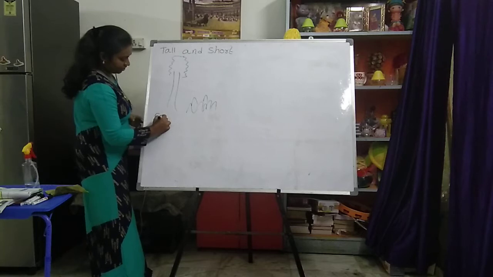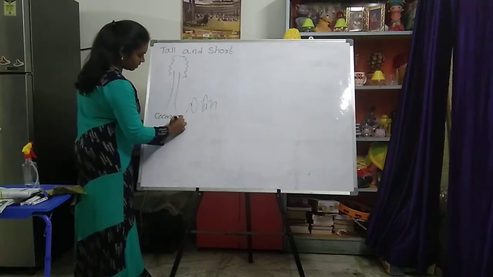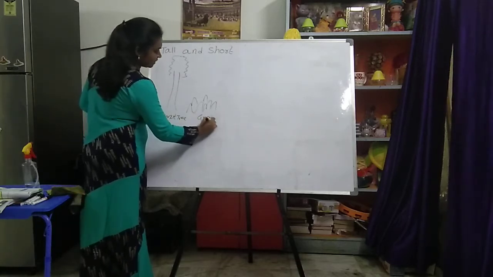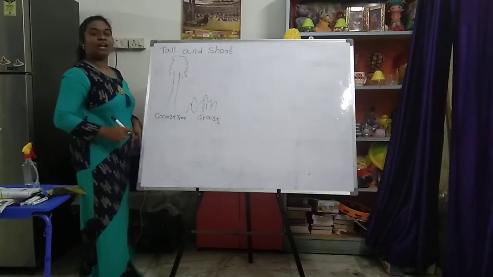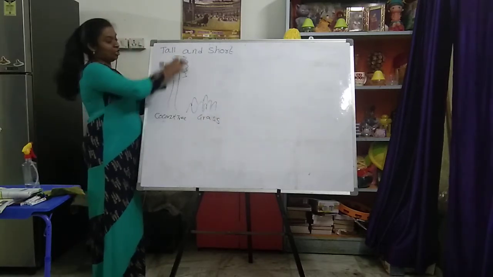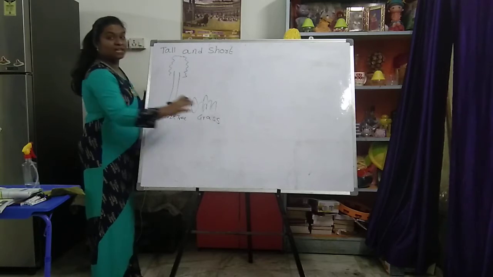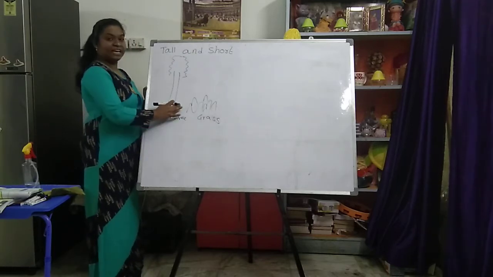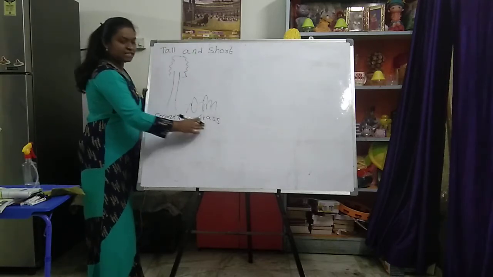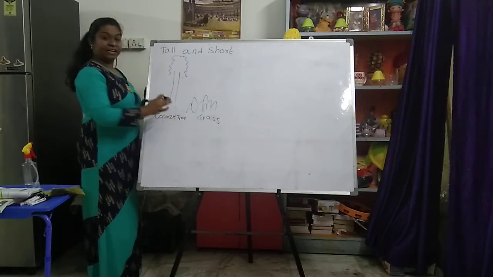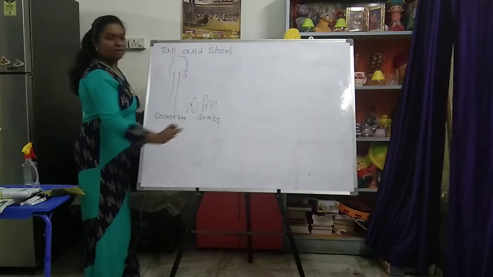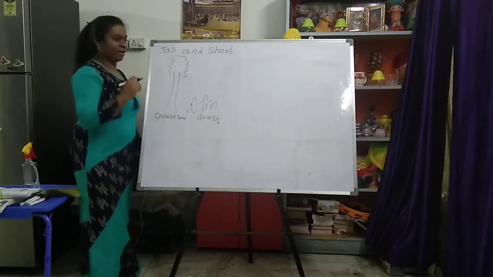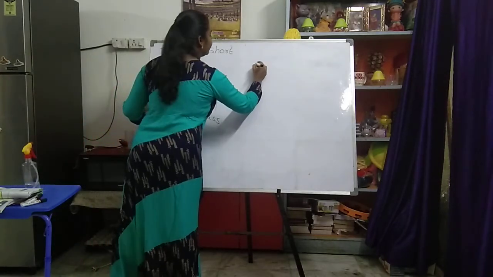So this is coconut tree and this is grass. Now which is taller? The tree is taller, whereas grass is shorter. Tree poduga undi, grass pottiga undi. Kada? Inkoka example cheptanu. Okay?